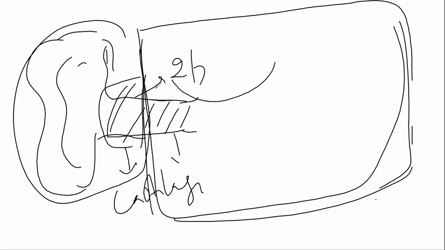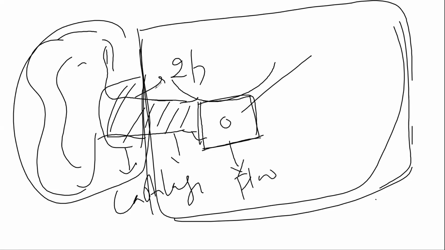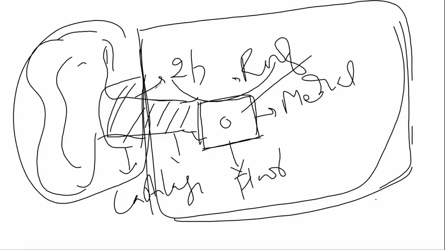So this is the roof of the middle ear. Middle ear is like a box. You can think of it as a box, and it has a floor, a roof, a lateral wall, a medial wall, an anterior wall, and a posterior wall. Inferior is the floor. This is the roof. This is the medial wall. This is the lateral wall.